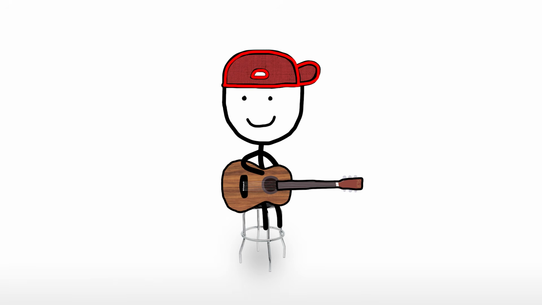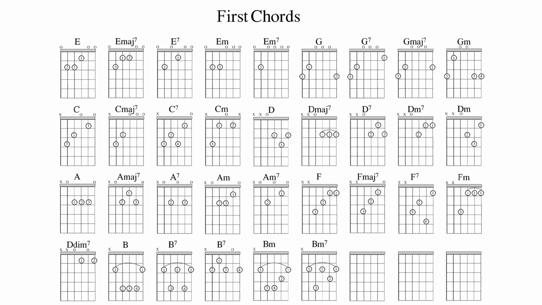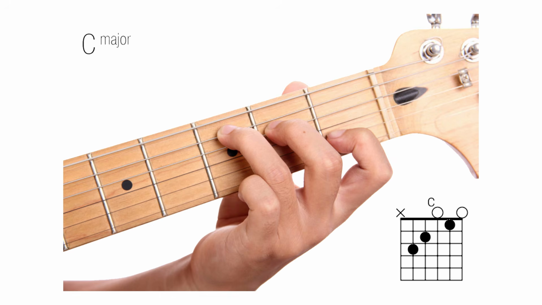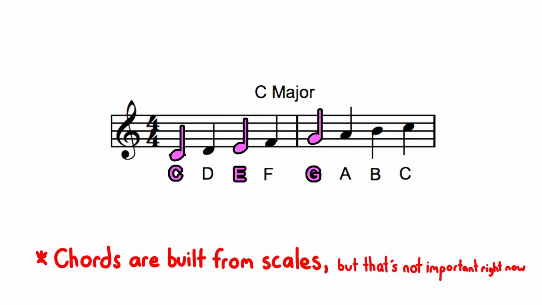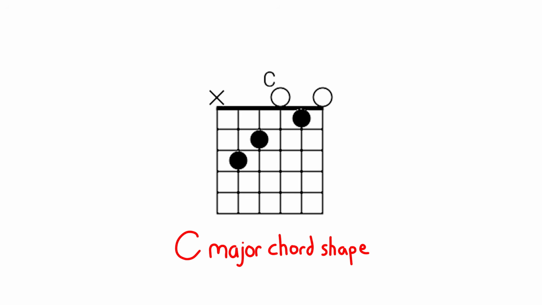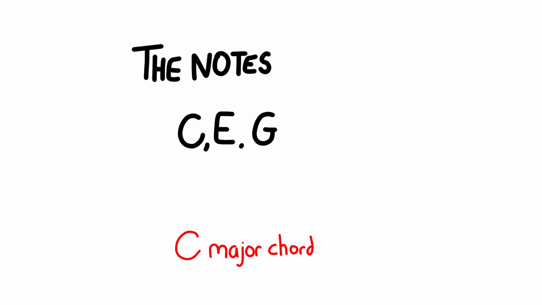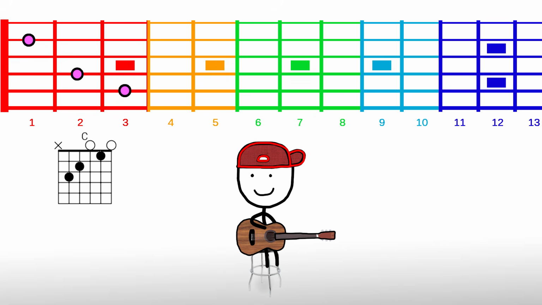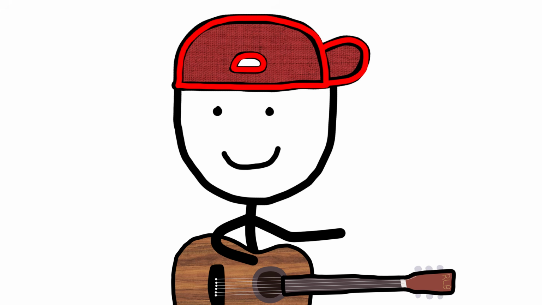Now, the only tricky part is understanding the difference between a chord shape and a chord. A chord shape is the way you fret a guitar, and a chord is notes grouped together that sound good most of the time. So this is a C major chord shape, and this is a C major chord. The chord shape gets its name because if you play it without a capo, you get a C major chord.